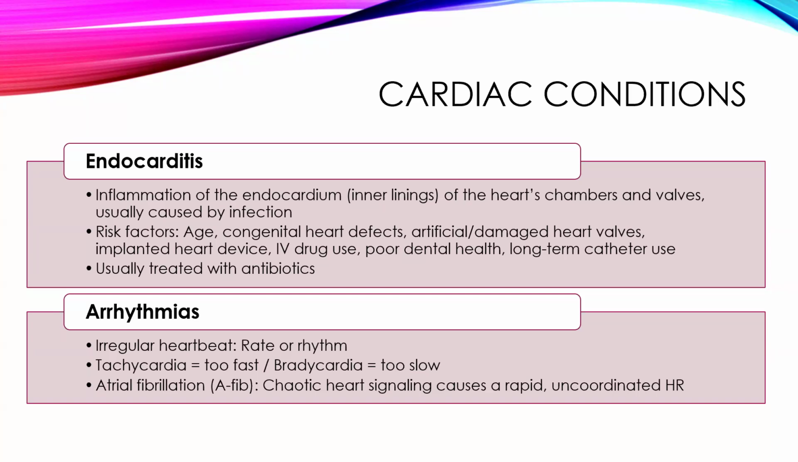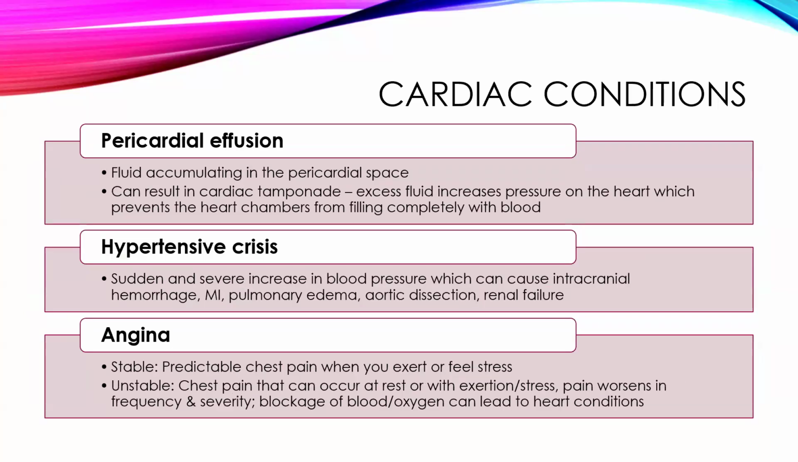AFib is a condition that's tied to this, and you'll hear that people are in AFib, atrial fibrillation. This is a chaotic heart signaling, a rapid, really uncoordinated heart rate. It can be temporary, but oftentimes it might not stop until it's treated. A pericardial effusion is fluid accumulating in the pericardial space. This can result in cardiac tamponade, or excess fluid that's increasing pressure on the heart, preventing the heart chambers from filling completely with blood.